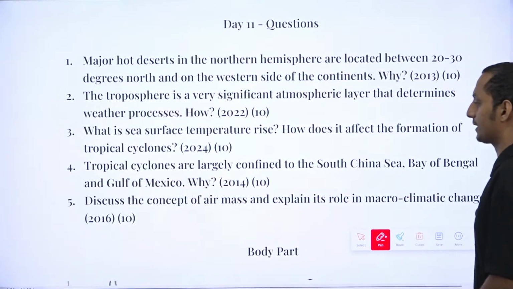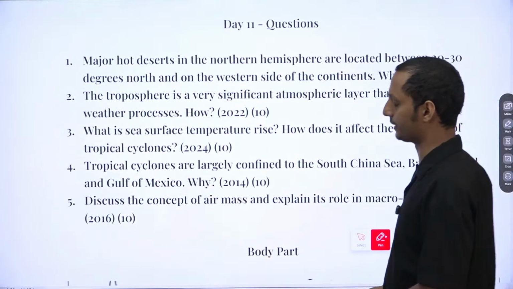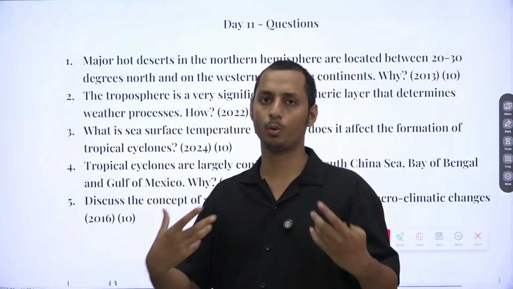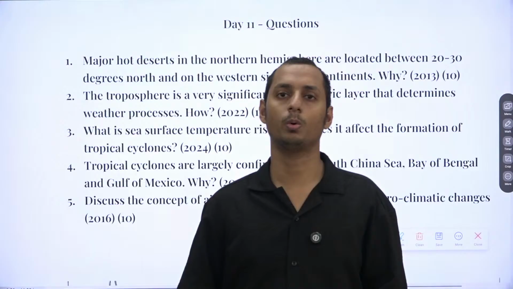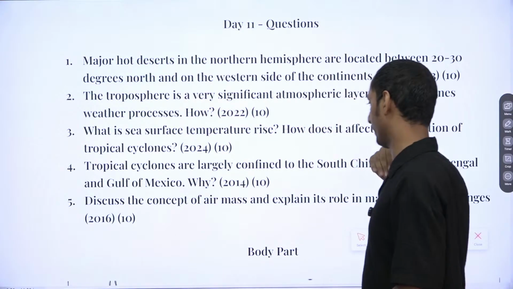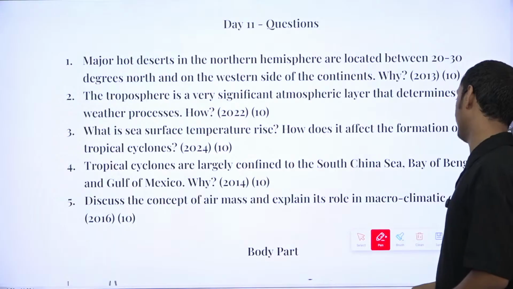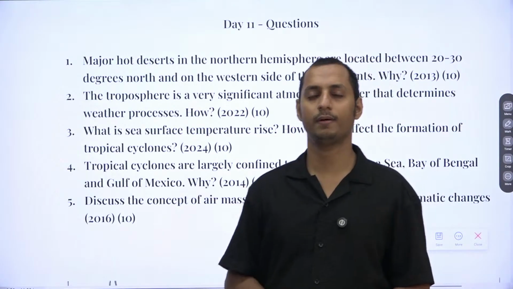Now, fifth one: discuss the concept of air mass, and explain the macroeconomic climatic conditions regarding the same. So in the introduction, mention what an air mass is, and draw a diagram to give the evaluator a better understanding of what an air mass is. In the second body part, explain its role in the macroeconomic conditions as well. So these are the 5 questions.